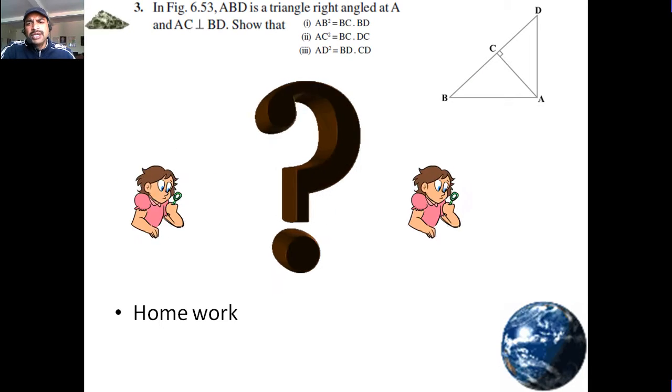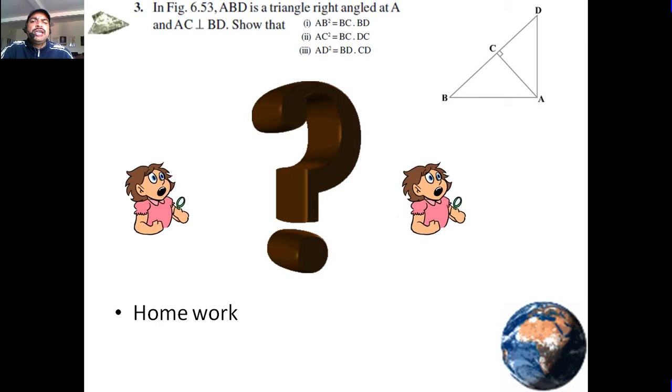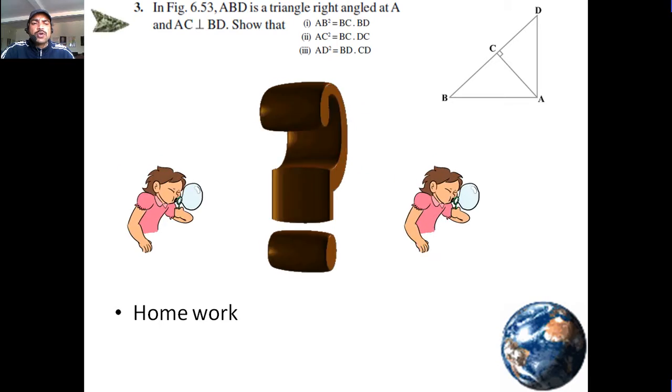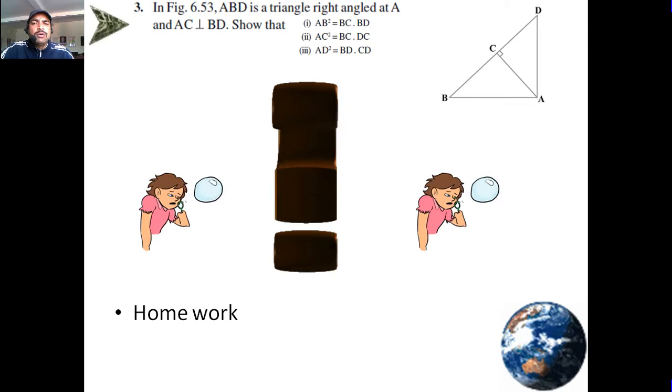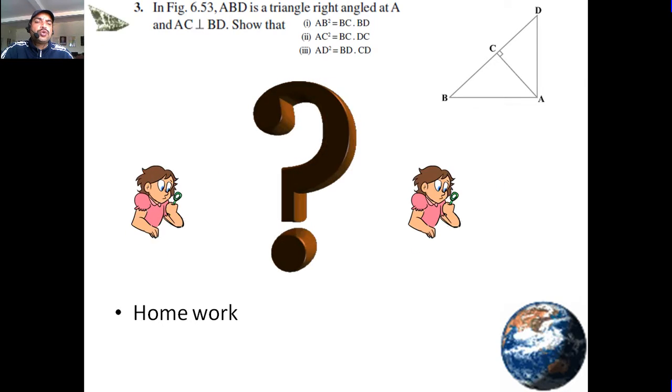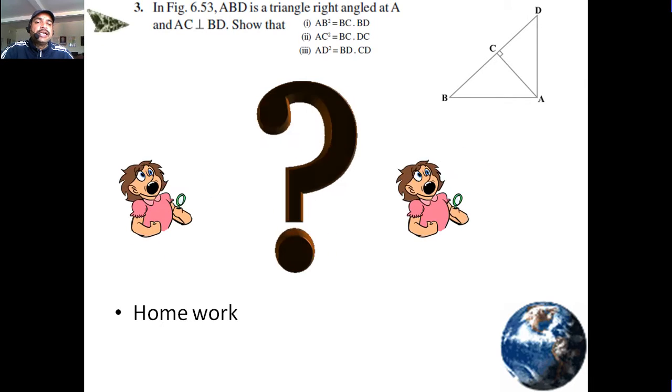Now students, in figure 6.53, ABD is a right triangle, right angled at A. This question is your homework, but I will explain it to you. Here we have to prove AB square is equal to BC into BD. So here is AB square. We take two triangles which have the side BA.